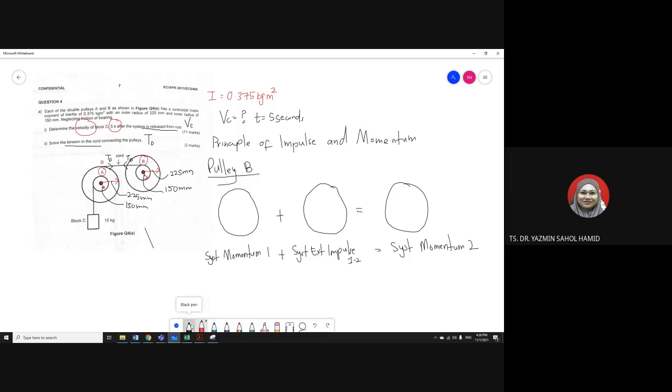Next, let's make the diagram correct. So there's another circle inside here. Okay, please draw nicely. Don't follow my diagram. So for the first diagram, system momentum 1, what we have is due to the rotation. Let's assume the block is moving downwards. If the block is moving downwards, the rotation of the block will be like this, anti-clockwise. So it looks like this.